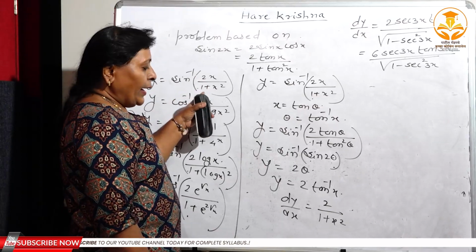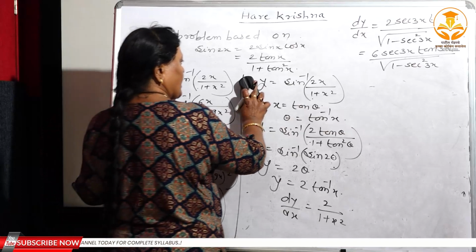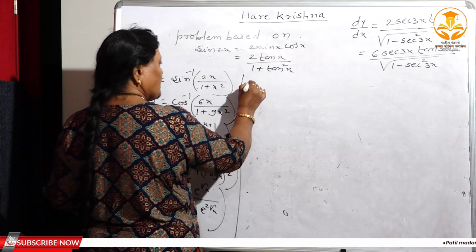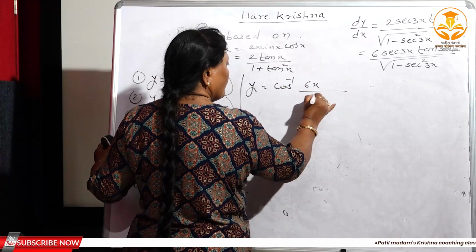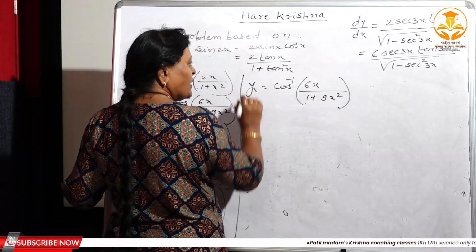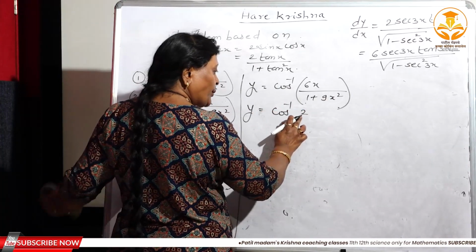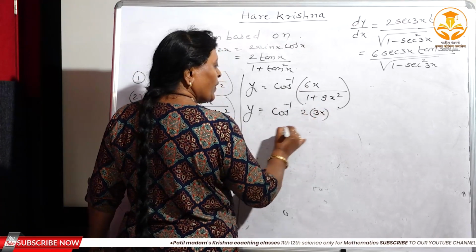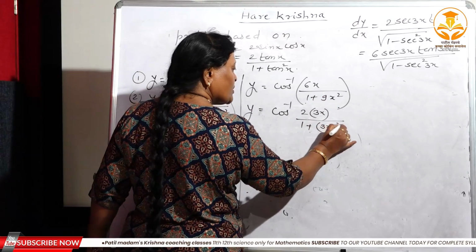2x, derivative 2, and divided by 1 plus x square. Got it? Right? Again, see the second one, that is y is equal to cos inverse of 6x divided by 1 plus 9x square. Now what you have to do? To get this formula, first you require 2. When you take 2 from the 6, what remains here? This is 3x. And again in the denominator, 9x square you can write as (3x) whole square.